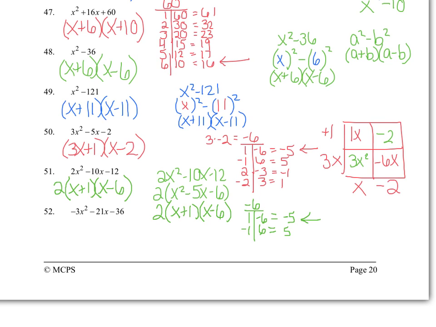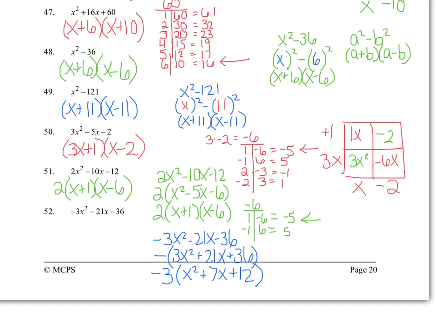My final one is negative 3x squared minus 21x minus 36. First and foremost, if a is ever a negative, pull out that negative. This leaves us with 3x squared plus 21x plus 36. Next, I can look to see if there's a GCF. Please always remember to look for a GCF first. It's the easiest way to get your complete final answer. Well, I notice that 3 goes into all of these, so I can pull out a 3, and I'm left with x squared plus 7x plus 12.